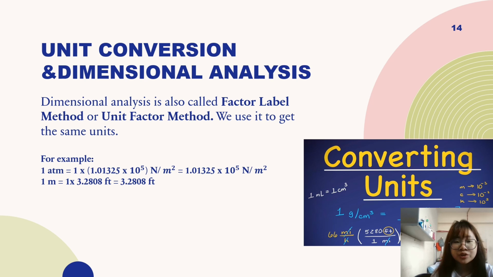Let's dive into the uses of dimensional analysis. Dimensional analysis is called factor label method or unit vector method, which we can use for unit conversion, so that we get the same unit. For example, 1 atm is equal to 1.01325 times 10 to the power of 5 Newton per m squared. Second example is 1 meter, which can be converted into feet by multiplying with 3.2808.